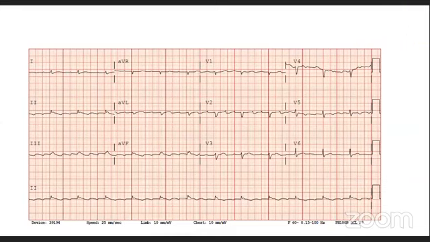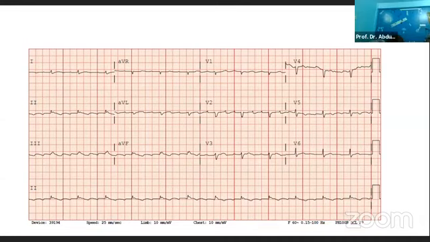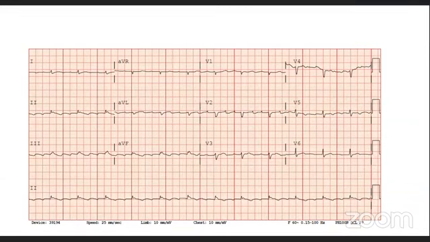Sir, I was trying to see the ECG, but on my screen, sir, now I can see the ECG. The rate is 75, so start from there. Sir, the heart rate is around 75, sir. And all the ROF's height is reduced, most probably due to COPD, sir.